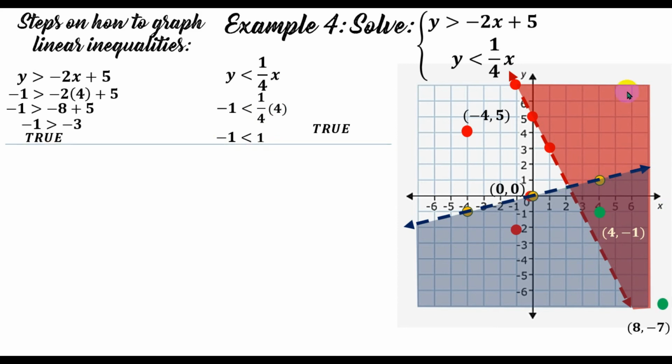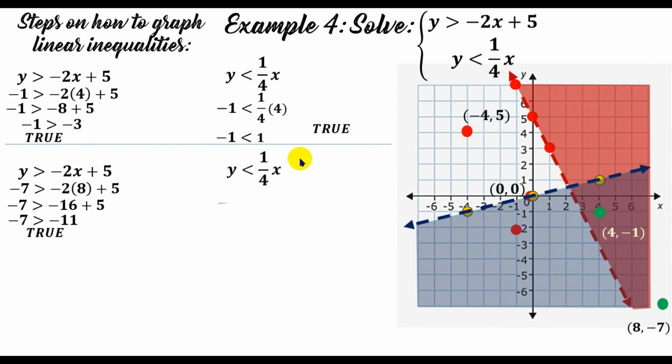So, we have here, ayan, yung hindi kasama sa Cartesian plane dahil hindi na natin na-extend. We have here 8 and negative 7. So, pwede po yun. Try natin siyang i-substitute. Y is negative 7, x is positive 8. So, negative 2 times 8 is negative 16, and negative 16 plus 5 is negative 11. So, negative 7 is greater than negative 11, and this is also true.